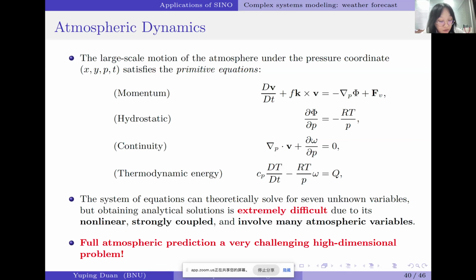There are primitive equations for large-scale atmospheric dynamics. They describe the momentum, the hydrostatic balance, continuity, and thermodynamic energy. The equations are nonlinear, strongly coupled, and involve many atmospheric variables. So this makes full atmospheric prediction a very challenging high-dimensional problem.